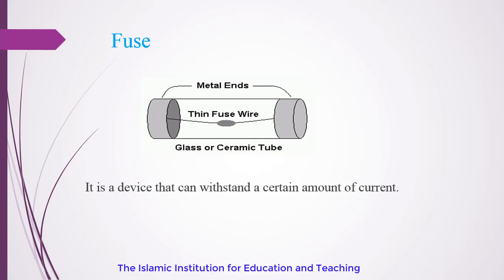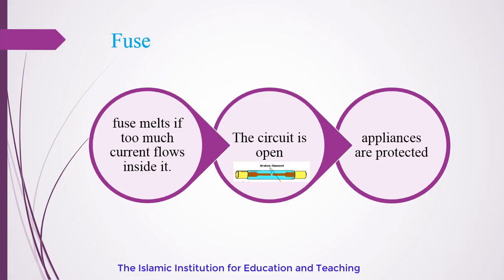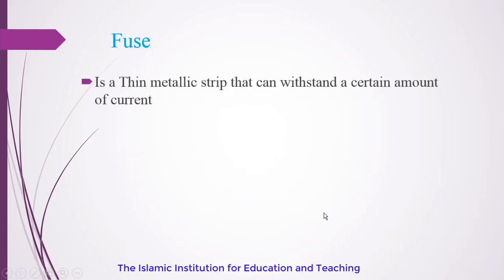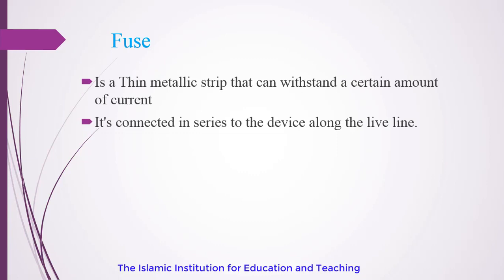What happens if the current exceeds this amount? The fuse melts if too much current flows inside it. So in this case, the filament or the strip inside will be broken and the circuit is opened. Thus, the appliances are protected. So to summarize, the fuse is a thin metallic strip that can withstand a certain amount of current. It is connected in series to the device along the lifeline, and it protects devices against excessive currents.